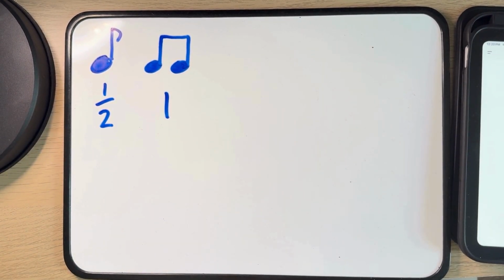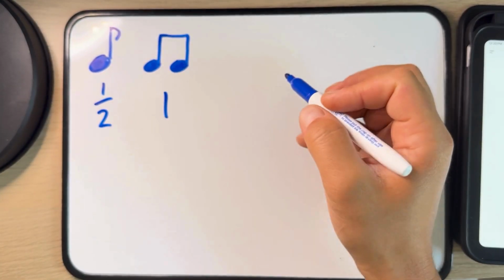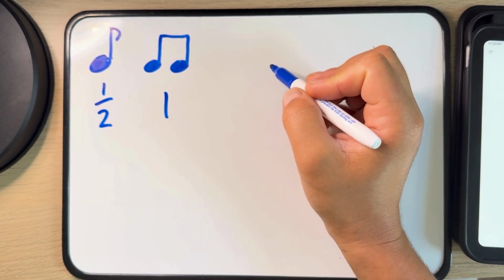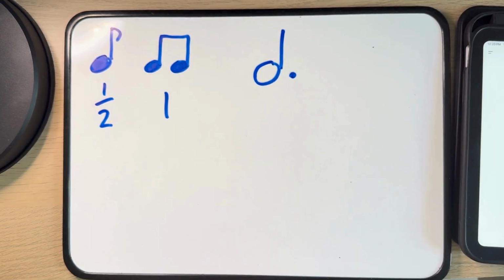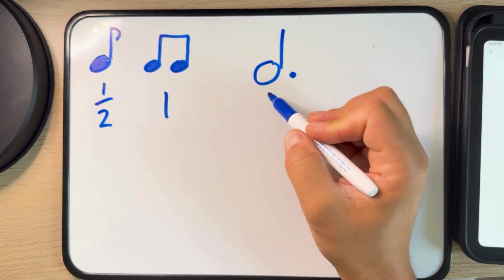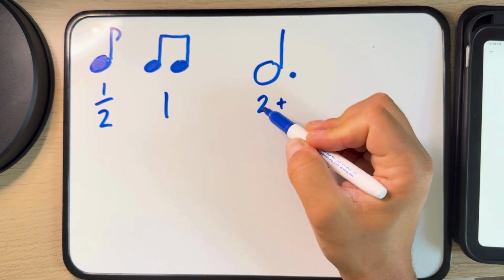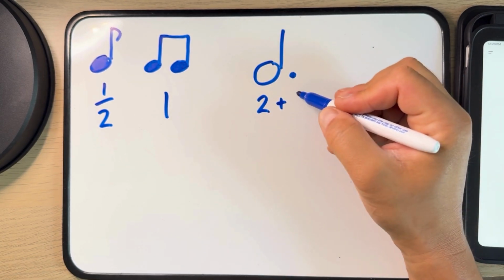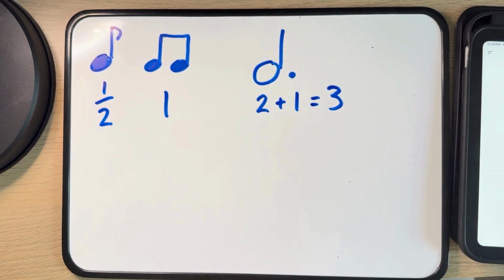Now, let's look at the dotted minim. Remember, our minim was worth 2 beats. If we add a dot after the note, it adds half of the value again. So the minim was worth 2. Half of that, half of 2, is 1. So our dotted minim is worth 3 beats.